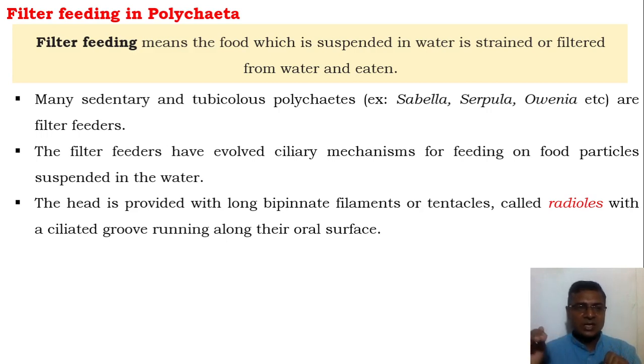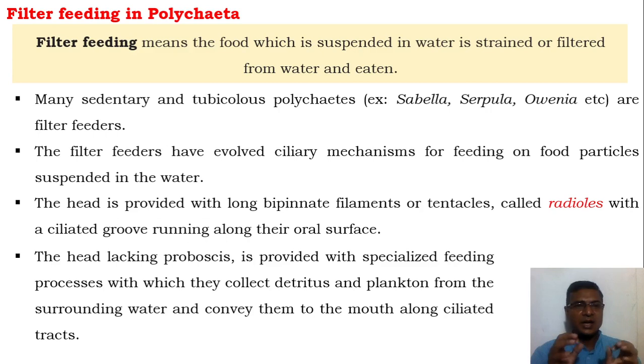The filter feeders have evolved a ciliary mechanism for feeding purposes, because with the water current, detritus food materials are present, and a special modification in the anterior portion of the body is important for trapping those food particles. The head is provided with long bipinnate filaments, basically known as tentacles, the modified part observed in tubicolous polychaetes, and the name is radiole. The radiole along with the ciliated groove running along their oral surface easily traps and transfers the food particles toward the main oral cavity.